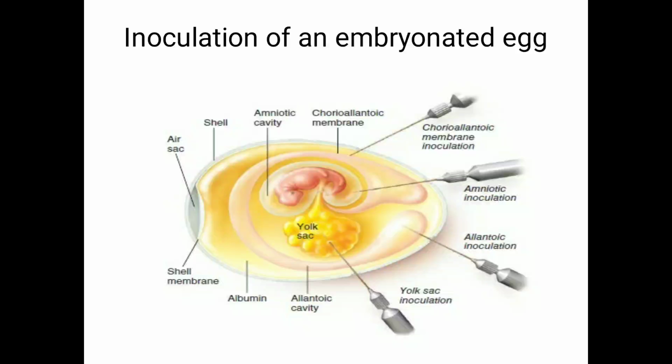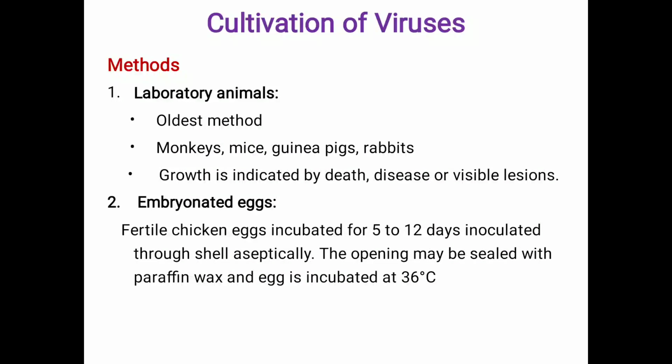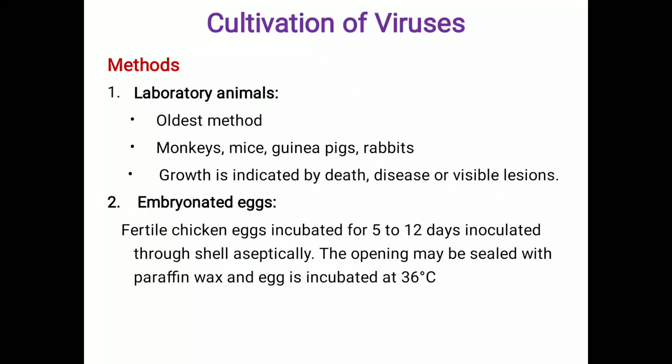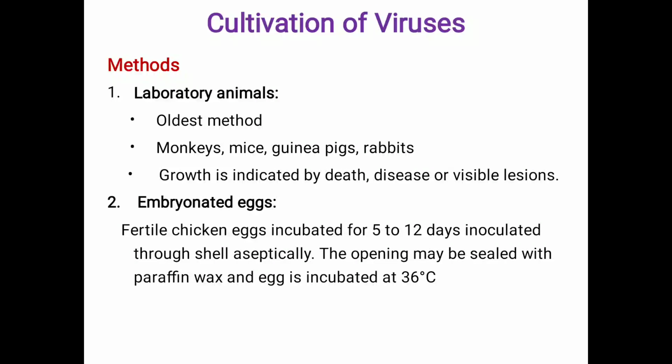Okay, the outermost part is the shell, then there is the air sac, then the shell membrane, then albumin, and the innermost part is the yolk sac. Or we can say there is the developing embryo, and this egg mainly offers various sites for inoculation of the viruses. So the chicken eggs are incubated for 5 to 12 days and can be inoculated through the shell aseptically. Aseptic technique must be followed for injecting the viral suspension through the shell into the egg.